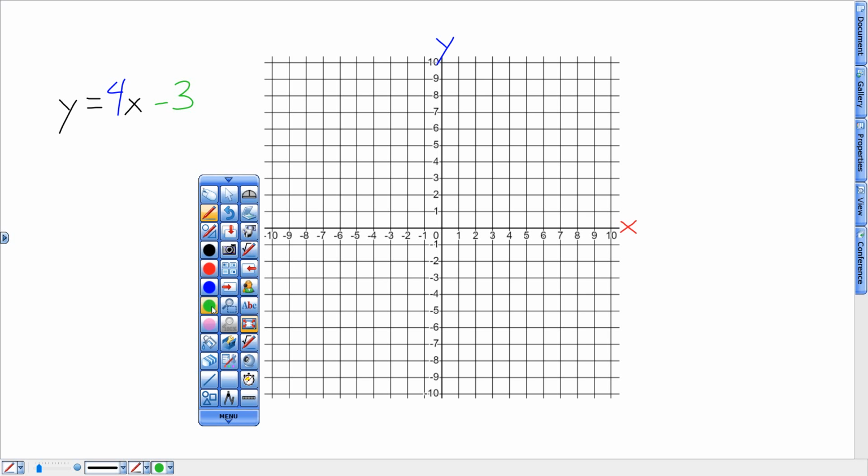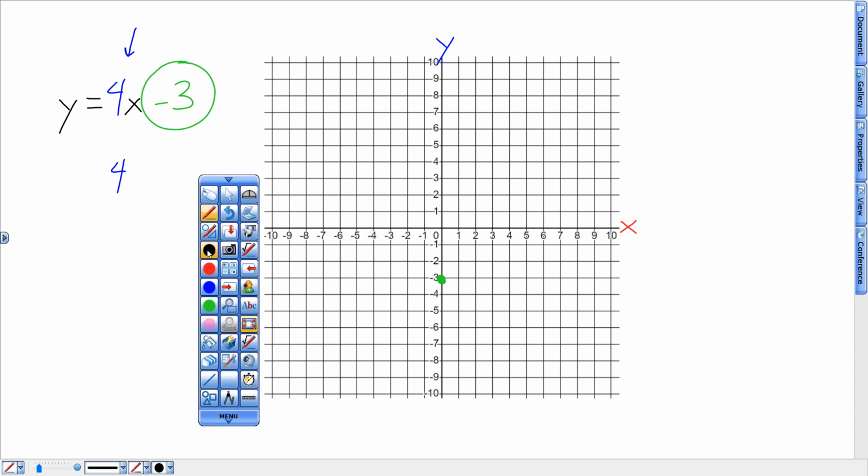So again, this number all by itself is going to go either up or down the y-axis, never on the x-axis. That is the point 0, -3. That goes right here on the y-axis. My next step is to look at this slope number, which is 4. If it's a fraction, you have rise and run, you're changing y, changing x.